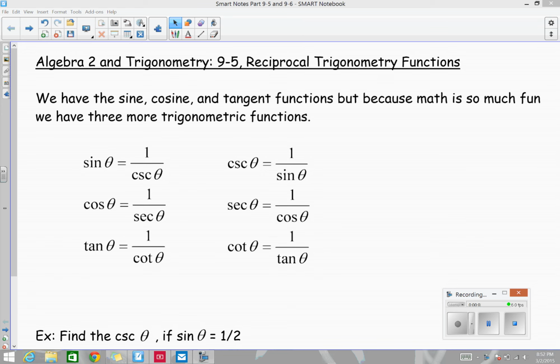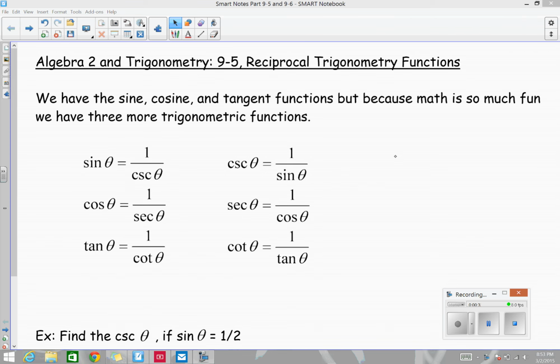So the next part of chapter 9 is looking at reciprocal trig functions. You already know about the sine and the cosine and the tangent, but we have three more functions, and they are the reciprocals of those functions. So the sine of theta is equal to 1 over the cosecant of theta, and likewise cosecant theta is equal to 1 over sine.